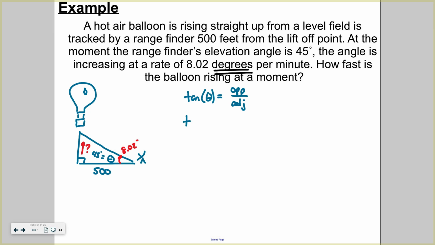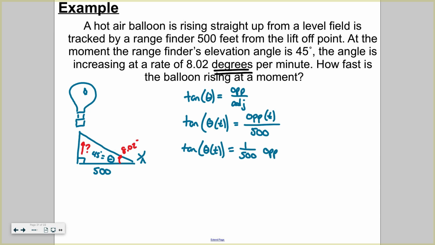Alright, so again our theta is changing, so theta of t. Our opposite side, the height of the balloon, is changing, so we have opposite of t. And this time the adjacent side is also not changing, so we'll just write that as 500. So this can be tangent of theta of t is equal to 1 over 500 times the opposite of t.